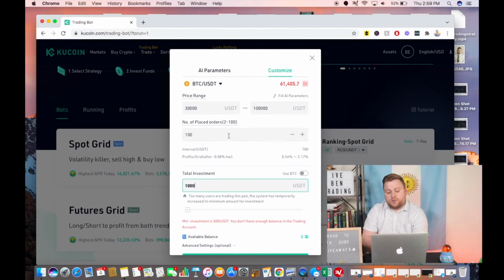And basically the low and the highs mean if Bitcoin were to break below 30,000 or break above 100,000, then the orders would all be filled and the bot would close. But if it were to stay in that range, you would just keep hitting these orders.